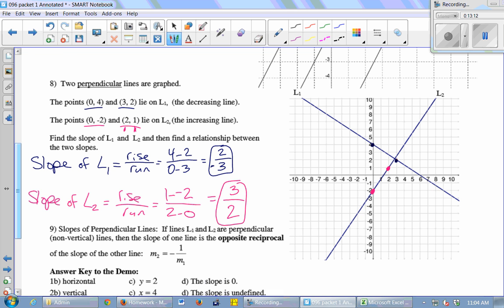So those two slopes, how are they related? They're flipped. You flipped the fraction over. 2/3 became 3/2. And one's negative and one's positive. So it turns out that that's always true about perpendicular lines. They have what we call opposite reciprocal slopes. Opposite means one's positive and one's negative, and reciprocal means the fraction is flipped.